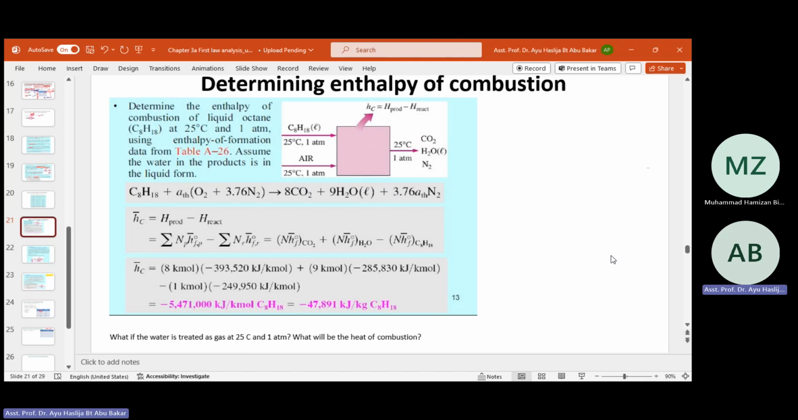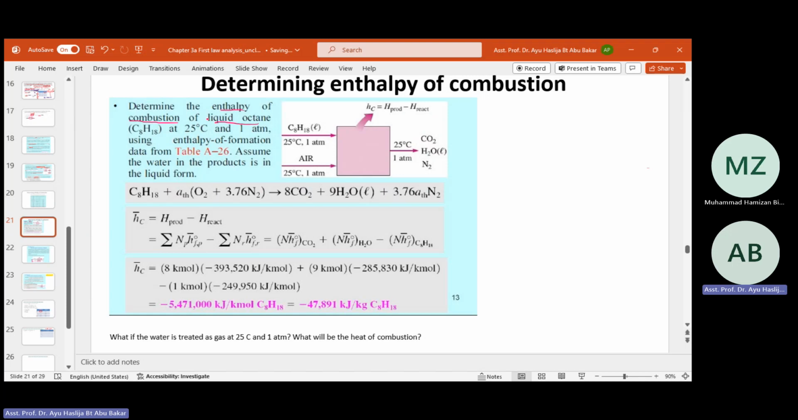So the exercise. Here it asks you to find the enthalpy of combustion of liquid octane.